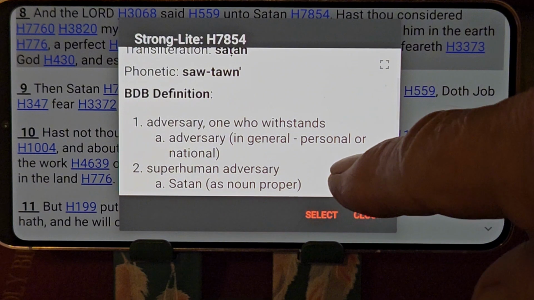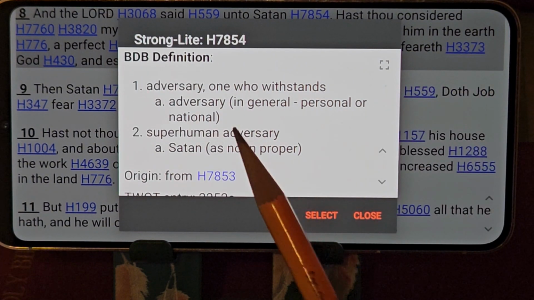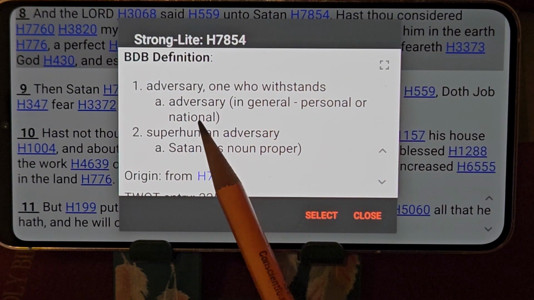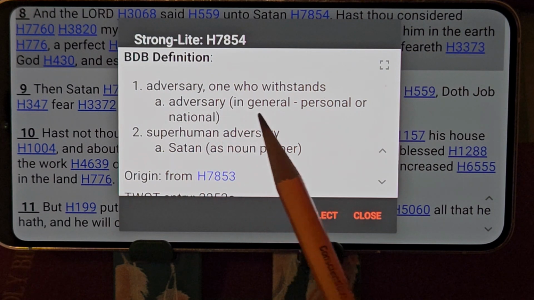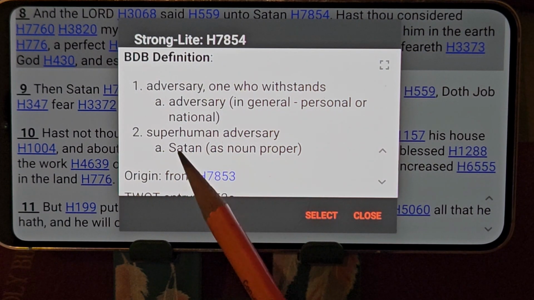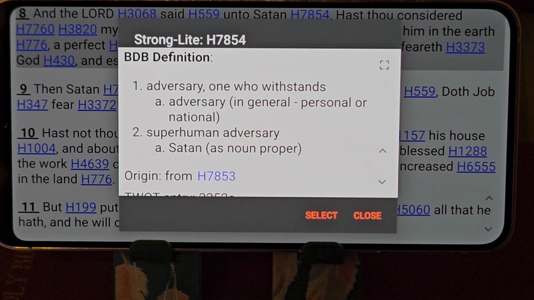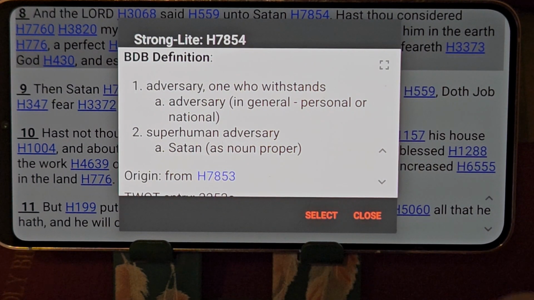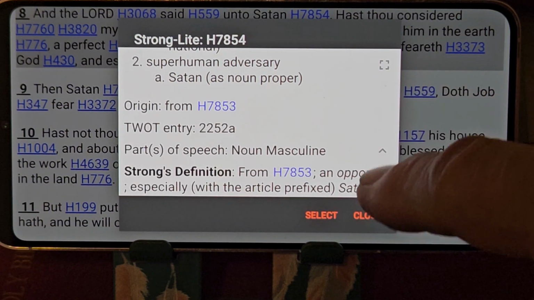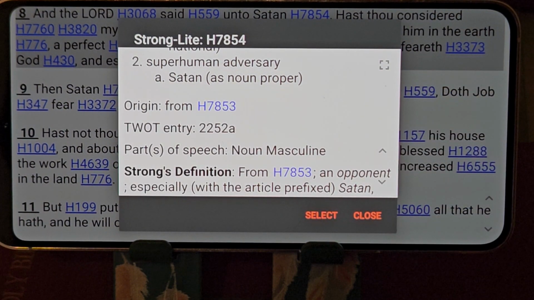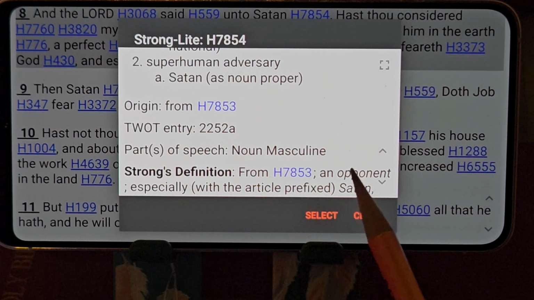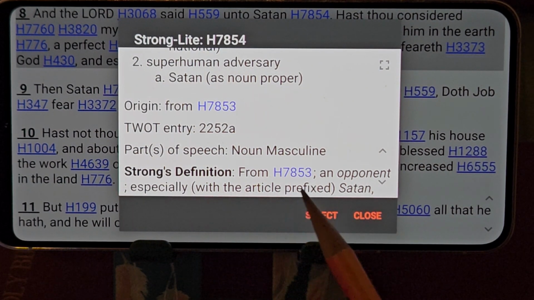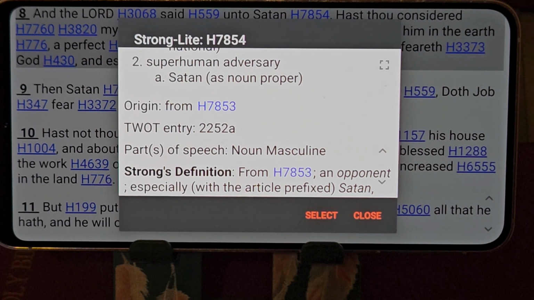And the meaning is an adversary, one who withstands, an adversary in general. Here it talks about a superhuman adversary, and it refers to Satan as the proper noun. It has the definition of an opponent, especially with the article prefixed. In English we would call him the Satan. In Hebrew, it would be Ha-Satan.